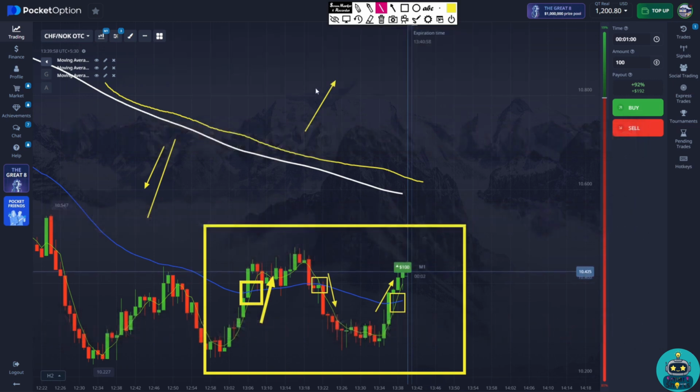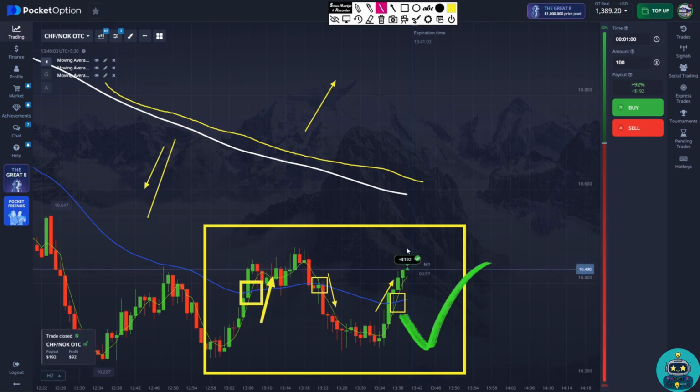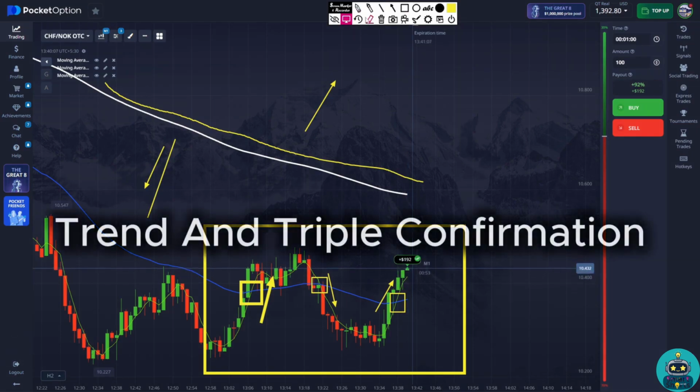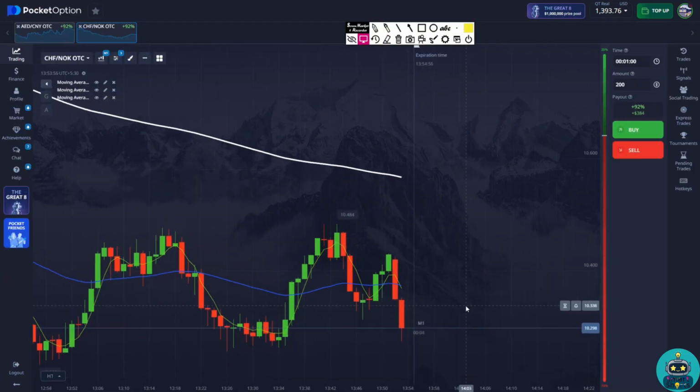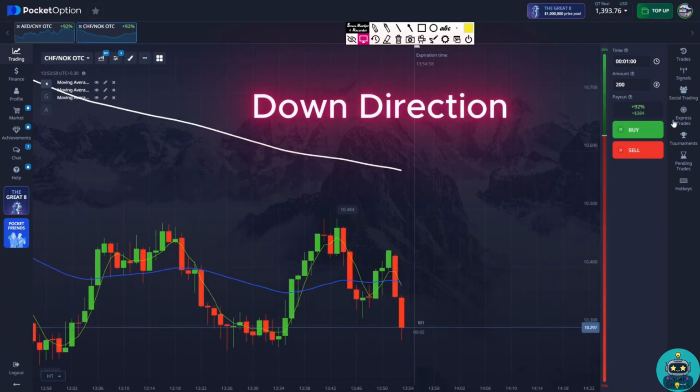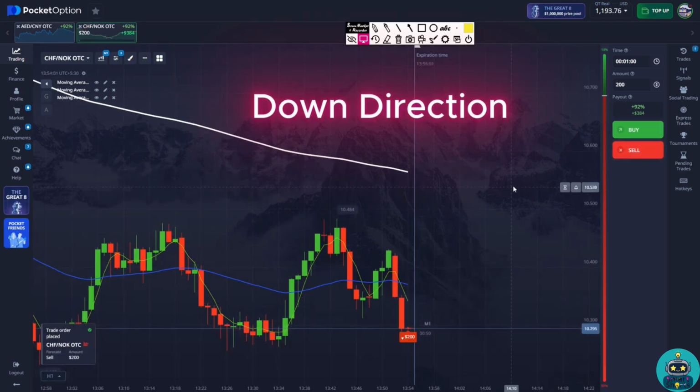Here I won this trade. I would suggest you not to take a trade in this situation. This was only to show you. Now I will show how you can take a trade with the trend and with the triple confirmation. Here you can see I have taken a trade for the down direction, of $200 of 1 minute.